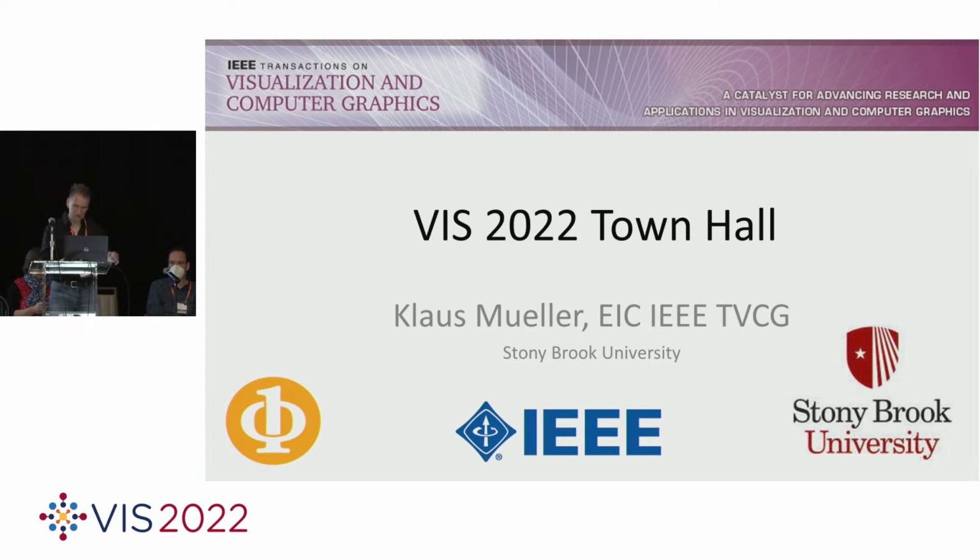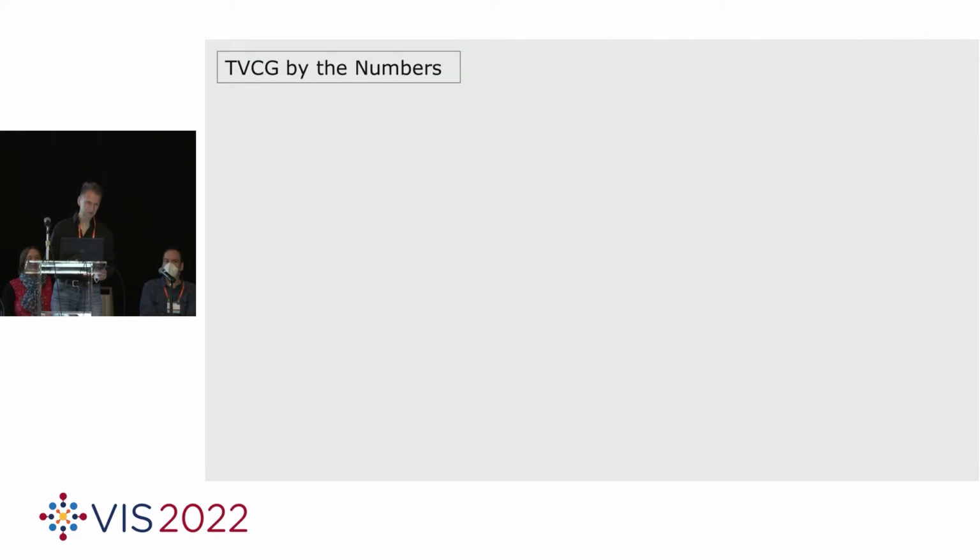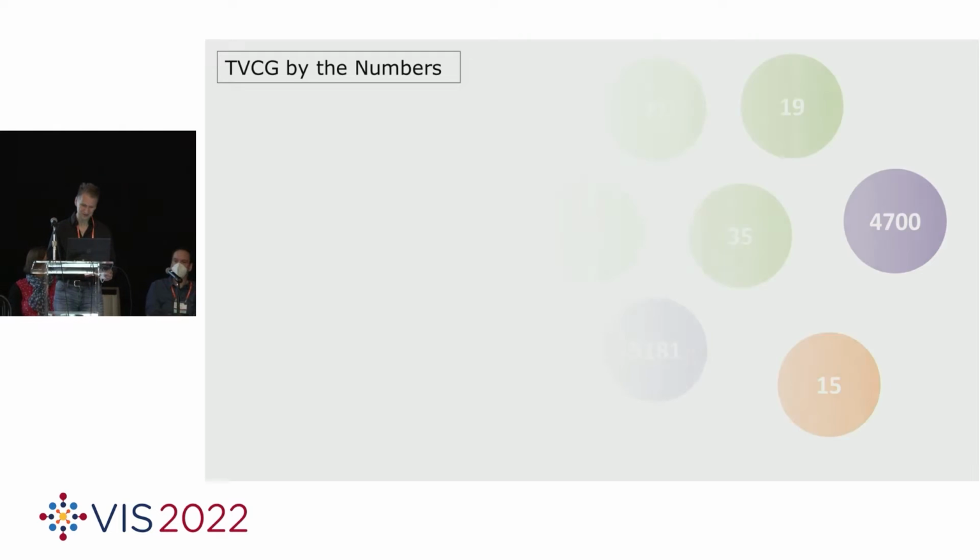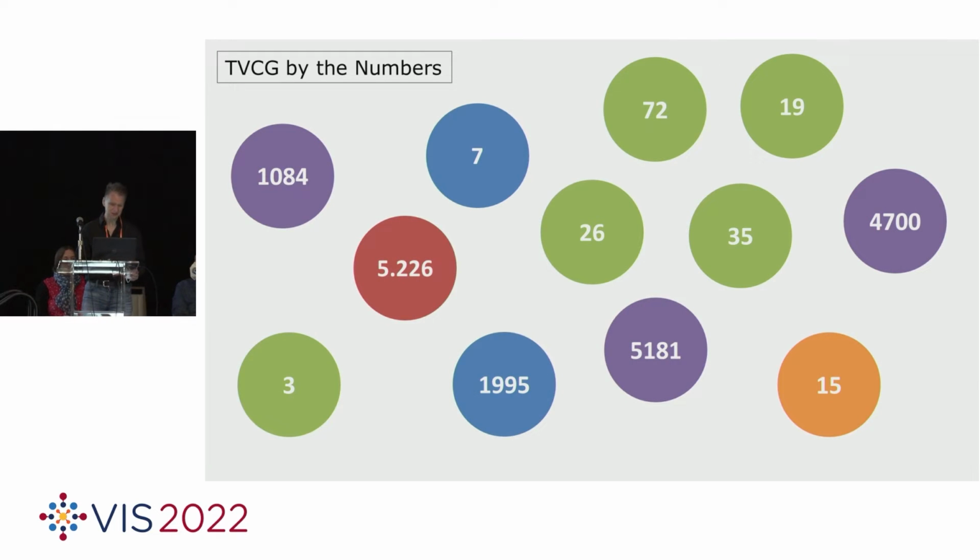So hi everyone. Petra already talked about the transformative character of TVCG, the Transactions on Visualization and Computer Graphics. I'm the EIC, and I'll be going out at the end of the year, and Han-Wei Shen will take over from me. I just want to give you some introduction to what TVCG is by the numbers, and I made this little visualization here with all these numbers.